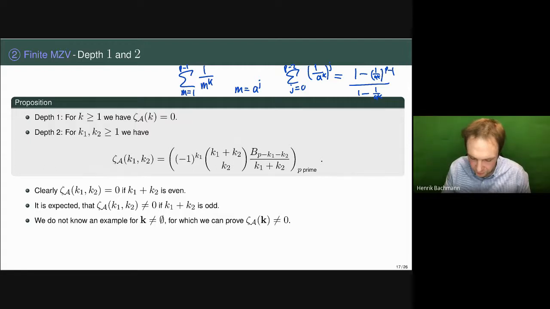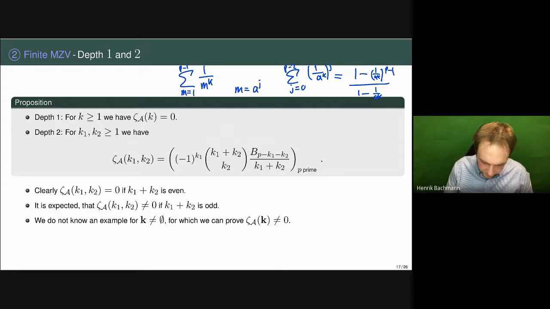What you do is you use this formula by Faulhaber for the sum of powers. The sum of some powers. And there's an explicit formula which involves Bernoulli numbers. And this is how these Bernoulli numbers come into this game here.